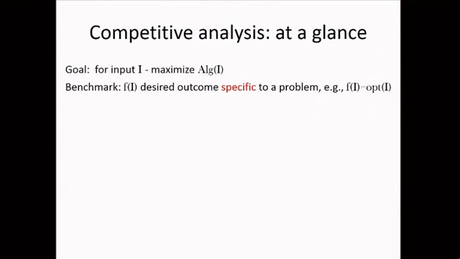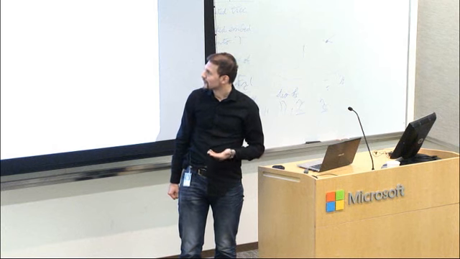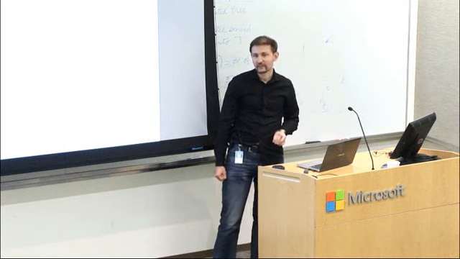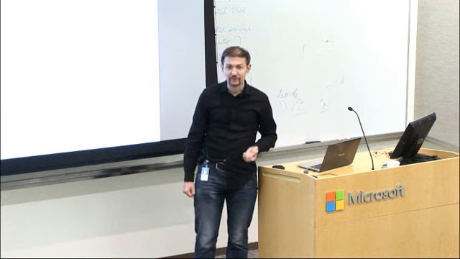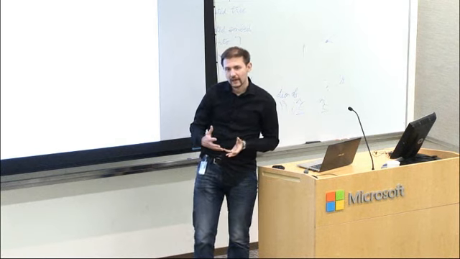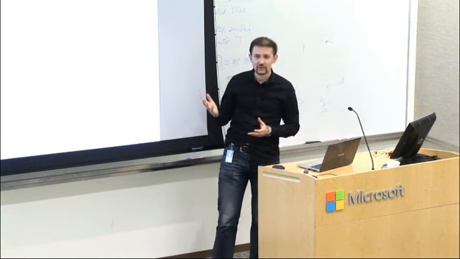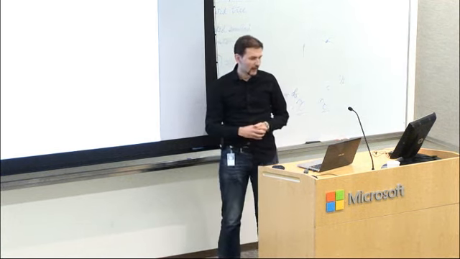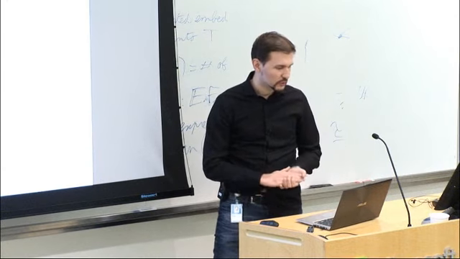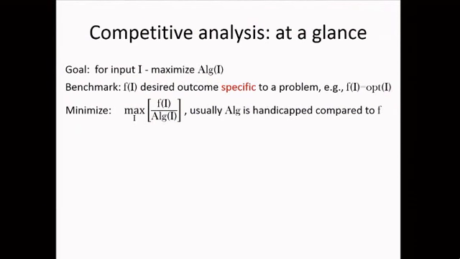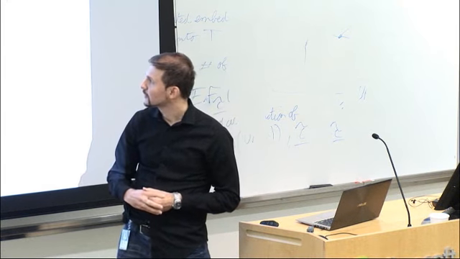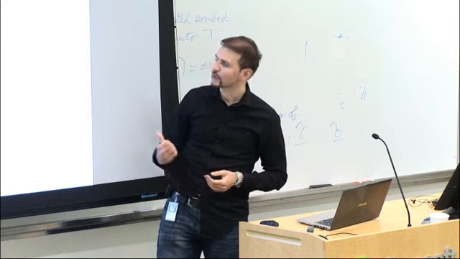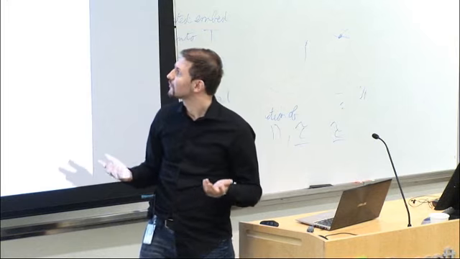And the integral part of any problem within competitive analysis is a benchmark. And what is a benchmark? It basically describes the desired outcome, which is usually specific to a problem. So if you have a problem, then usually this benchmark is something like the optimal solution for a given input and given objective. And normally what we do, we minimize the competitive ratio, which is the worst-case ratio of the benchmark over the algorithm. And normally we think of the algorithm being handicapped compared to the benchmark.